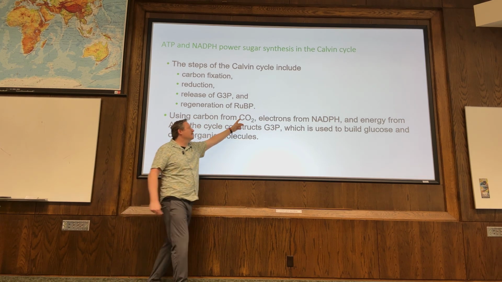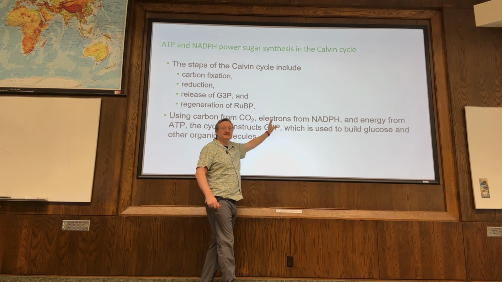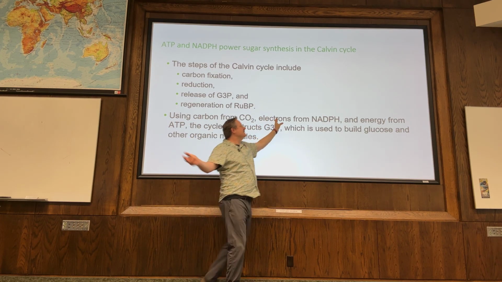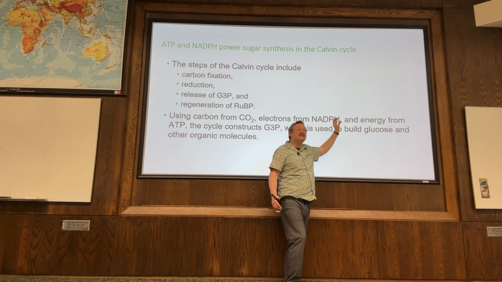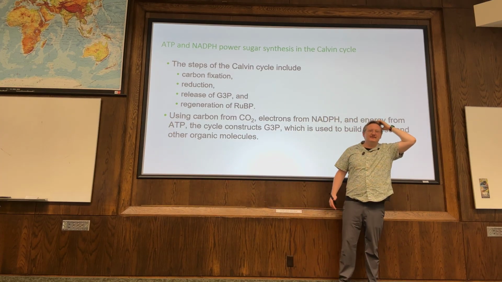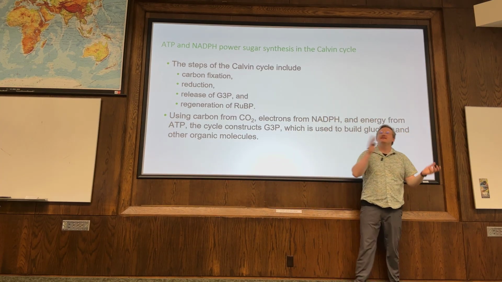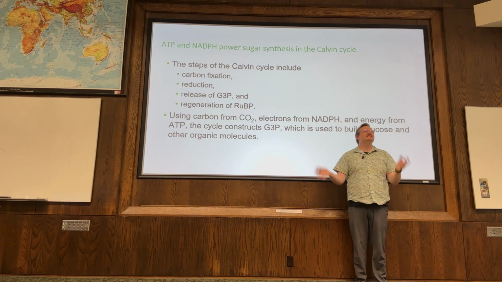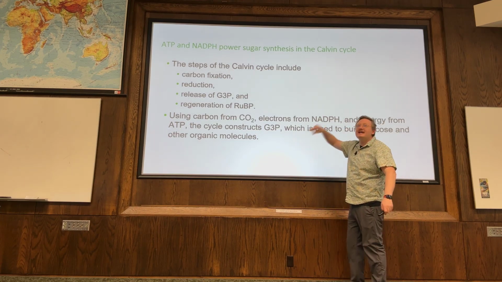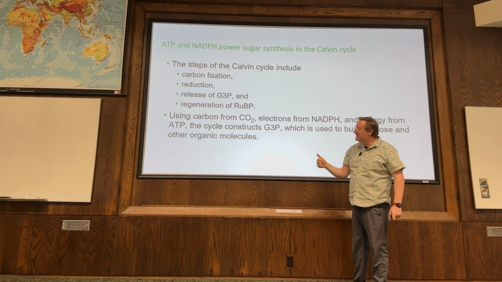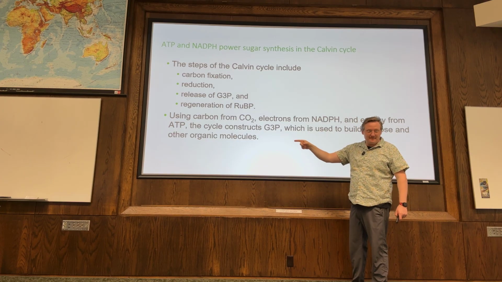That carbon comes from carbon dioxide. You need electrons to build up that new structure. Those electrons come from NADPH. And you need energy because you are taking something small and making something big in an anabolic reaction. It's endergonic, and so to do that, you've got to have energy. And the energy comes from ATP.